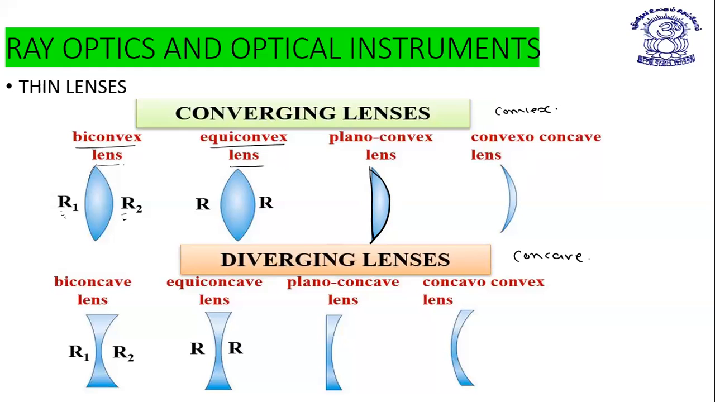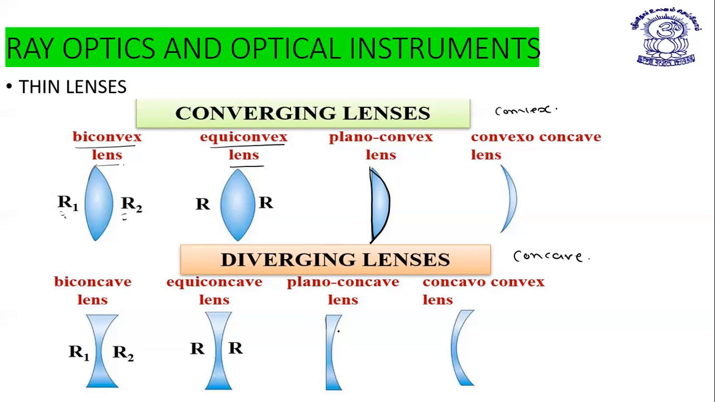The same applies to the concave lenses. If we have two concave surfaces, but the radii of curvature of them may or may not be the same, then it is called a biconcave lens. If their radii of curvature are the same, then it is called an equiconcave lens.